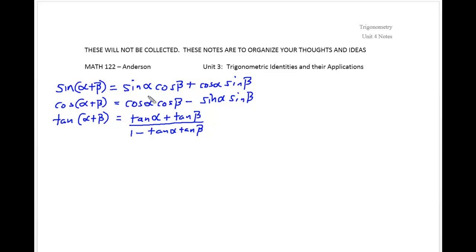So all of these formulas had alpha and beta in common in their setup. You can see that this first equation is sine cosine, cosine sine. The symbols match. This is cosine cosine, sine sine. The symbols do not match. And here the numerator is tangent alpha plus tangent beta, with the sign matching. The denominator is 1 minus tangent alpha tangent beta. So there were tricks that we used to learn these.